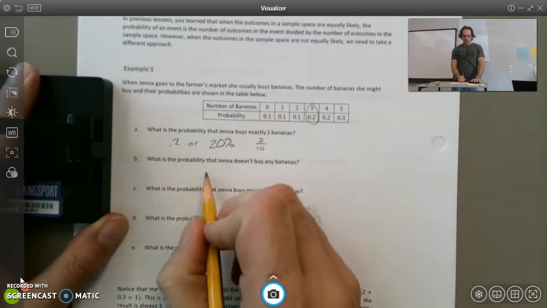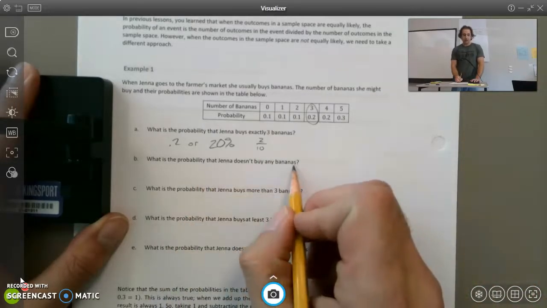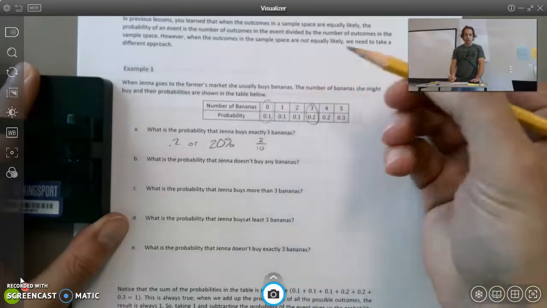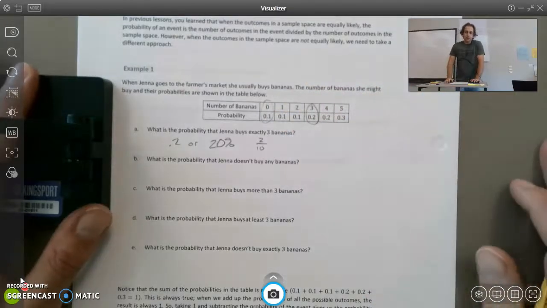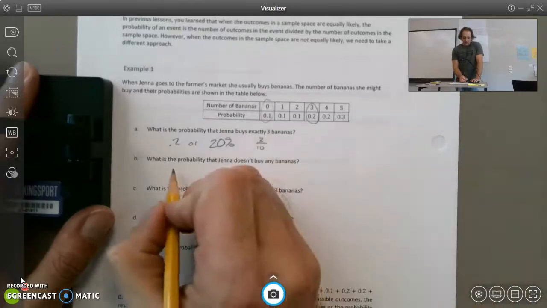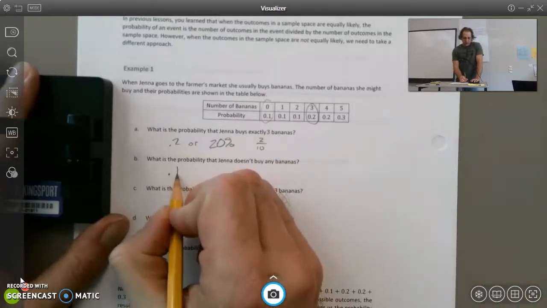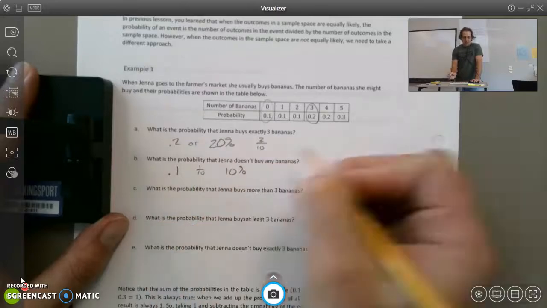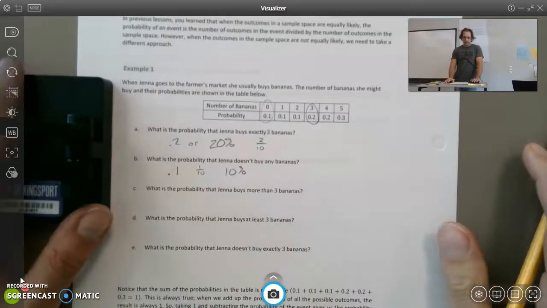What is the probability that Jenna doesn't buy any bananas? Well, 1/10 of the time, she gets fed up. She's like, I just buy these and they just sit there and rot. I'm not buying any this time. Just kidding. That's just what I do. Okay, so 1/10 of the time, or 10% of the time, she buys no bananas.